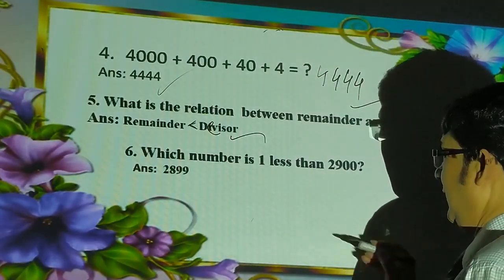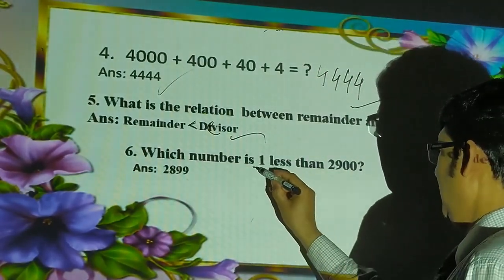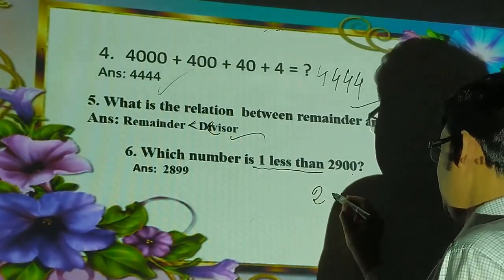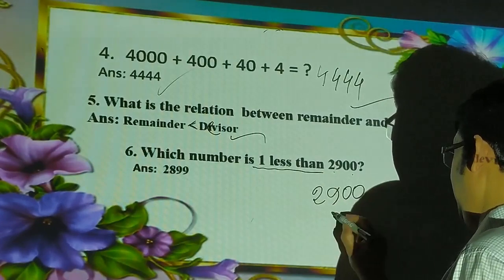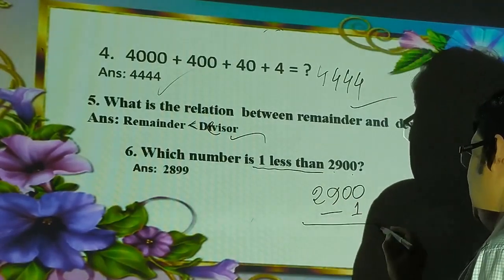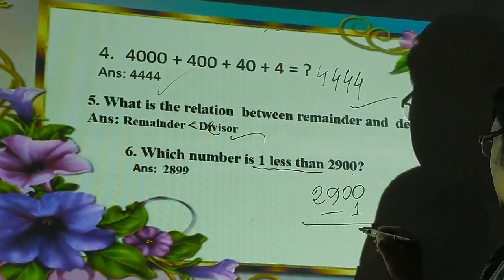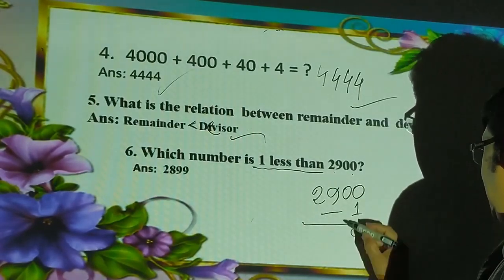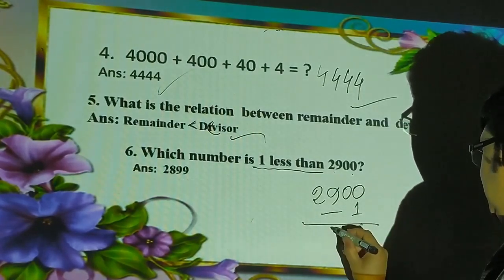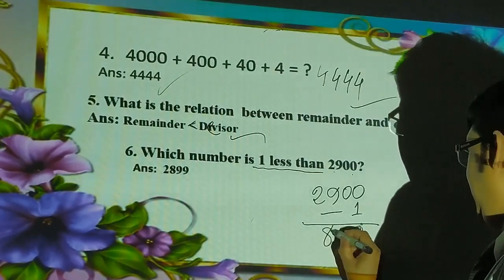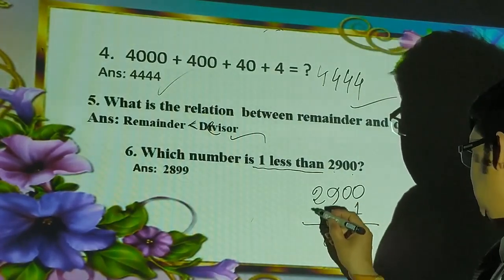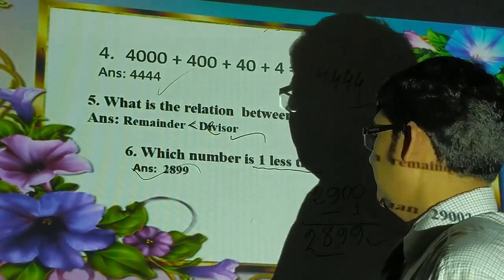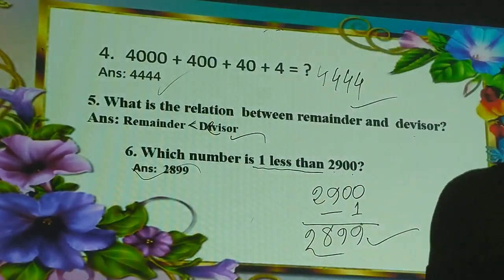Okay. Another question, which number is 1 less than 2900? So at first you write 2900 minus 1. Less means minus 1. Which number? So you see, this is 9, and this is 9, and this is also 9, carry 1, 8, and no carry, so this is 2. So you write this answer. This is our short question pattern.